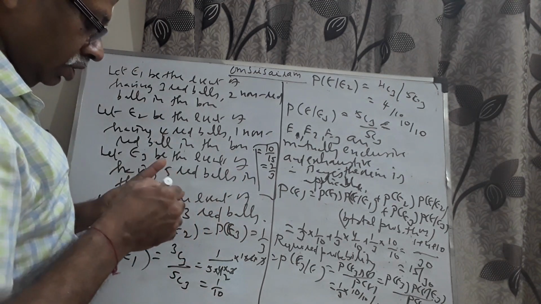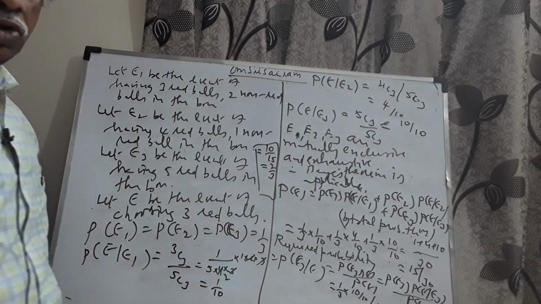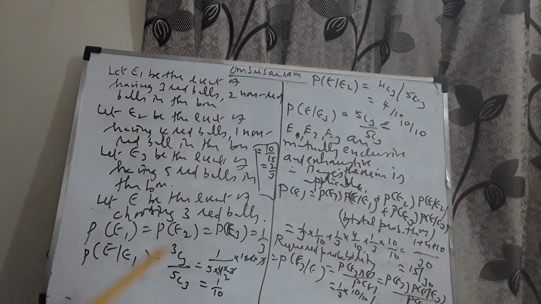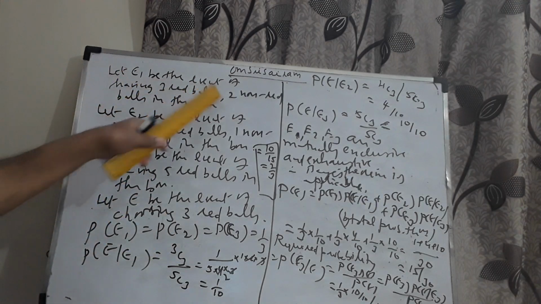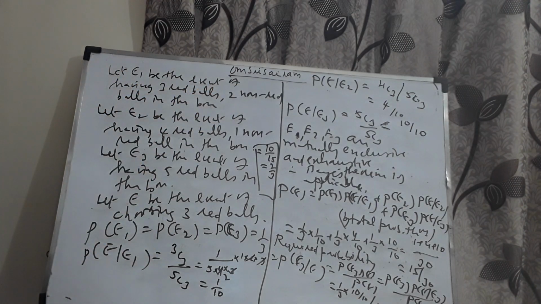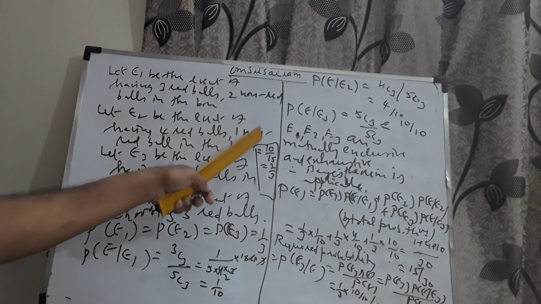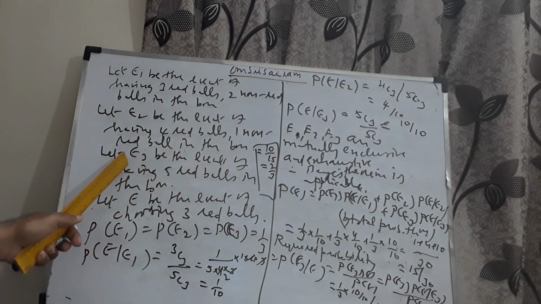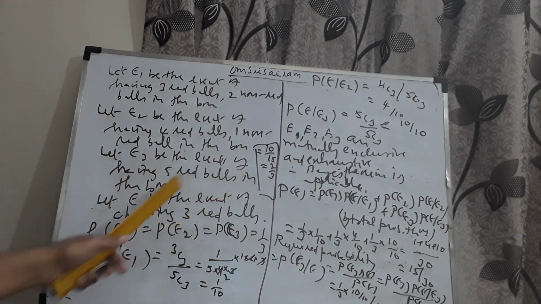Answer is 2 by 3. Let me explain the whole lot. I assume E1 be given to having 3 red balls. The remaining 2 balls can be of any color, I am not bothered, white or blue or whatever it may be. 2 non-red balls. E2 be given to having 4 red balls, 1 non-red ball. And E3 be given to having 5 red balls in the box.